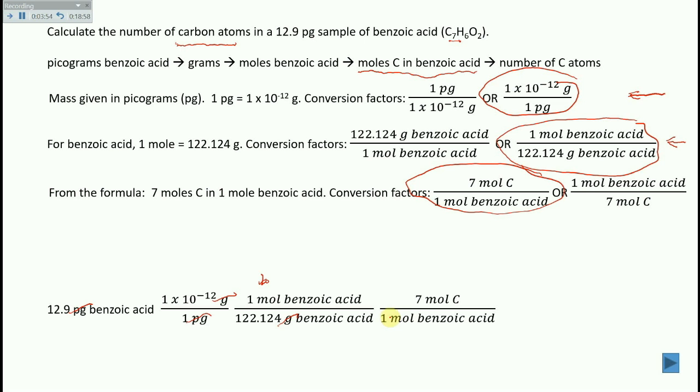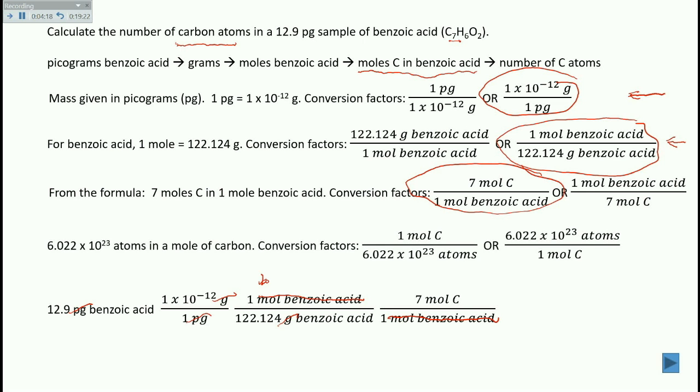And then I can cancel moles of benzoic acid, top and bottom. And if I were to stop there, I would know how many moles of carbon atoms I have in my sample. But of course, I don't want to stop there. I want to take the next step, which is to go from the moles of carbon atoms to actually how many atoms are present. And for that, I'm going to take advantage of Avogadro's constant.